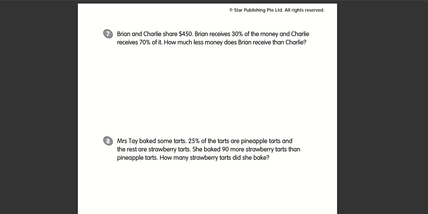Right, we are at the percentage word problem series. We are looking at level 2 word problems for percentage, topic on chapter number 9, and we are at page number 84, question 7.